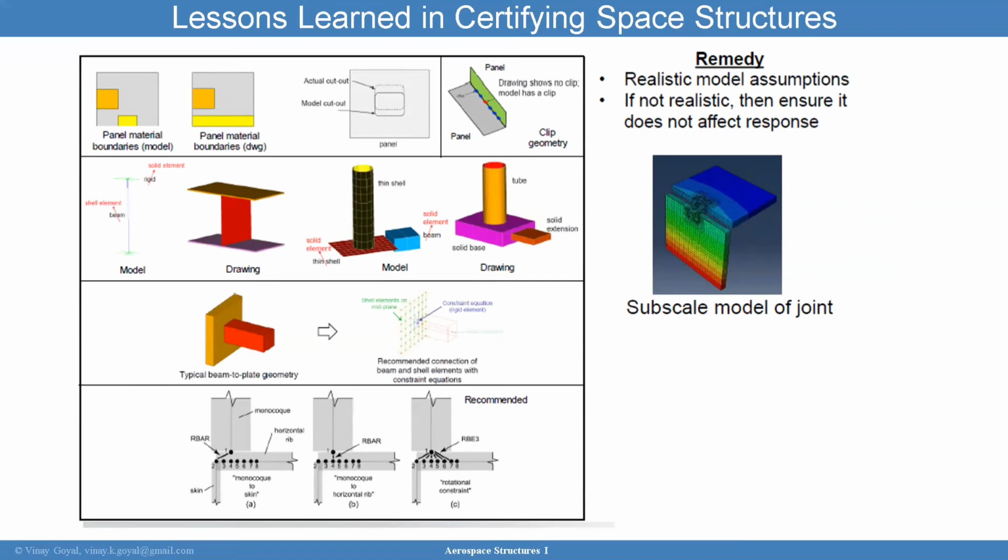Here are some examples of errors. Say that the drawing has this material like this, but you model it like that. That's going to cause the stiffness of the panel to change. If you model the cutout here versus here, that's going to change the model characteristics.